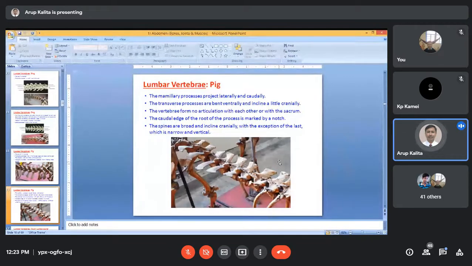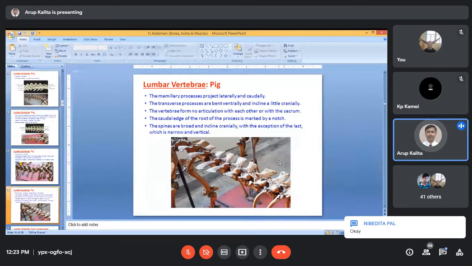The only thing is that you have to identify these vertebrae whenever you are coming to the practical. We have to see the lumbar vertebrae practically so that you can identify which species the lumbar vertebrae belong to. That is my point.